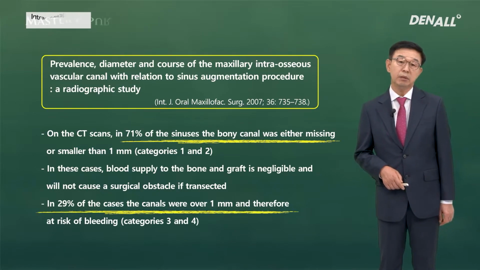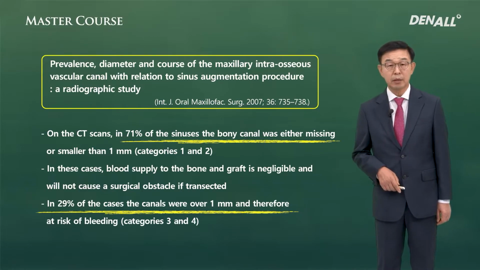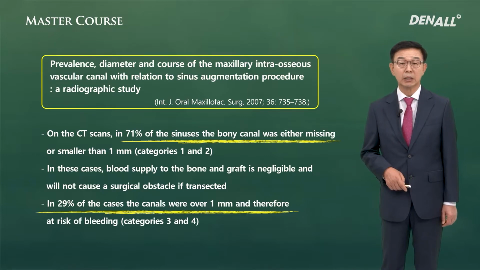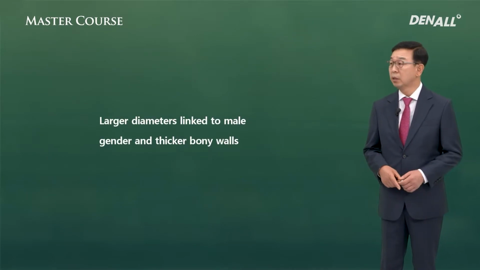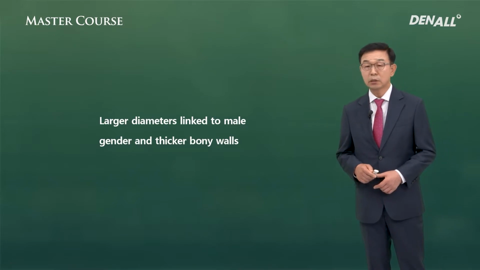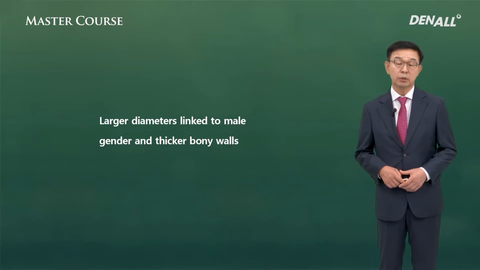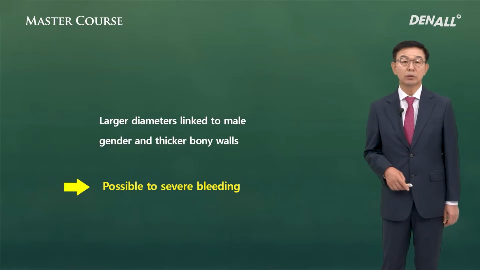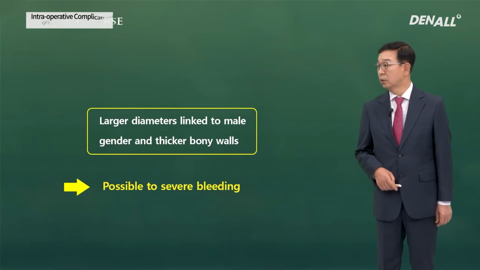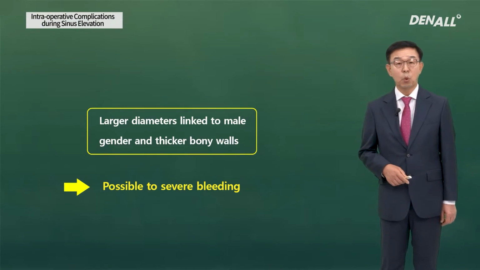However, if the vessel is over 1 millimeter, bleeding cannot be stopped easily with just compression. In this case, you need to use other methods. If the vessel thickness is quite large, if it is damaged, severe bleeding can occur. This can be observed in young patients and patients with thick bone.